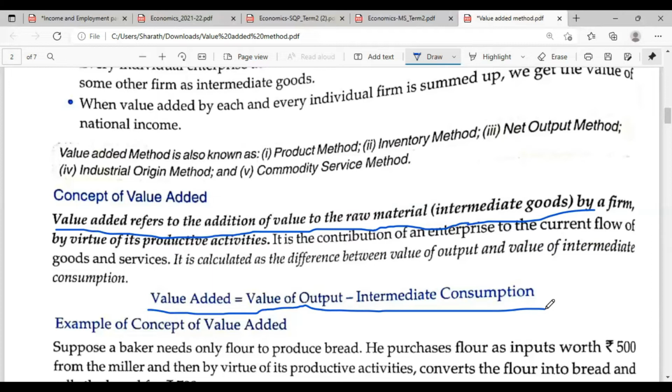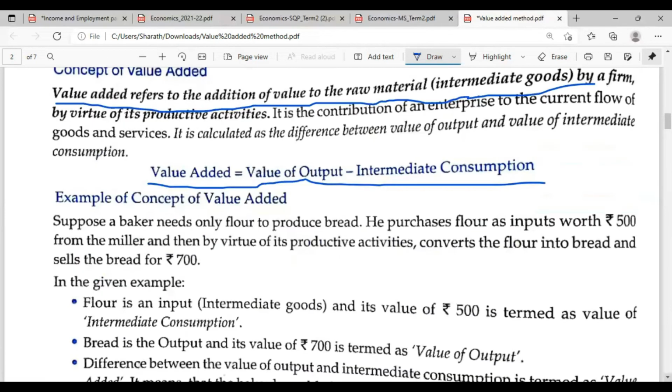Intermediate consumption is nothing but the value of intermediate goods. That's nothing but raw material being used by the firm for the production process. They have given one example over here, so I hope that this will give you a better understanding.